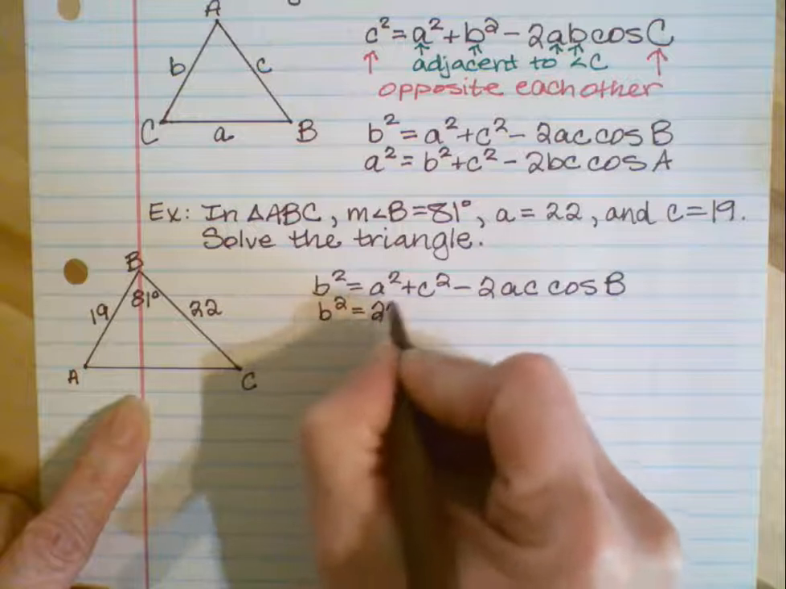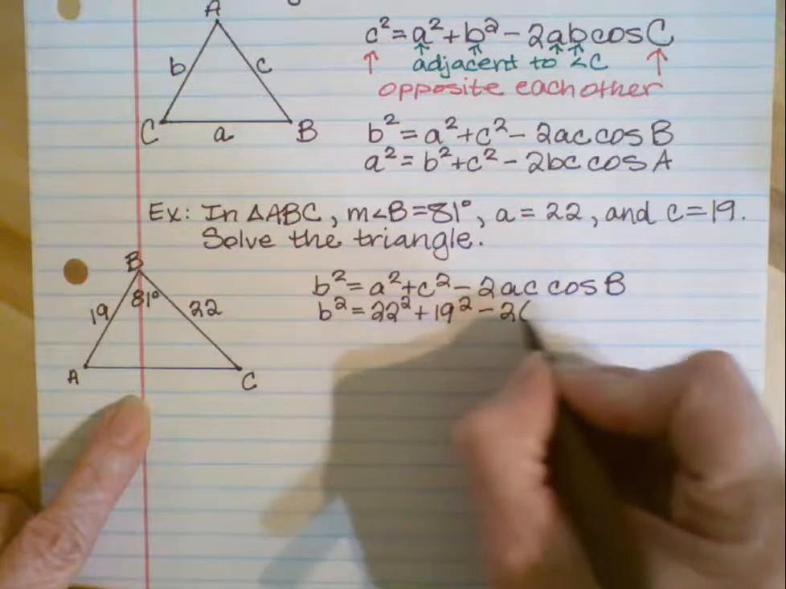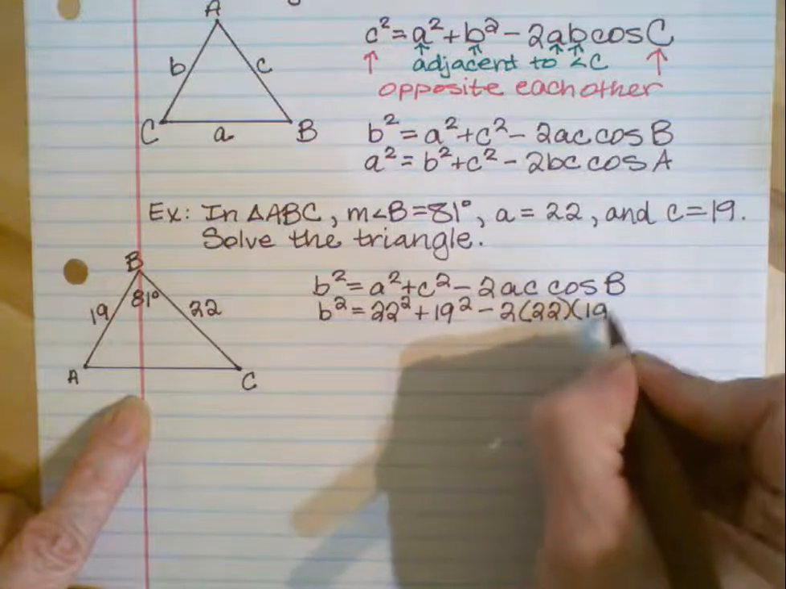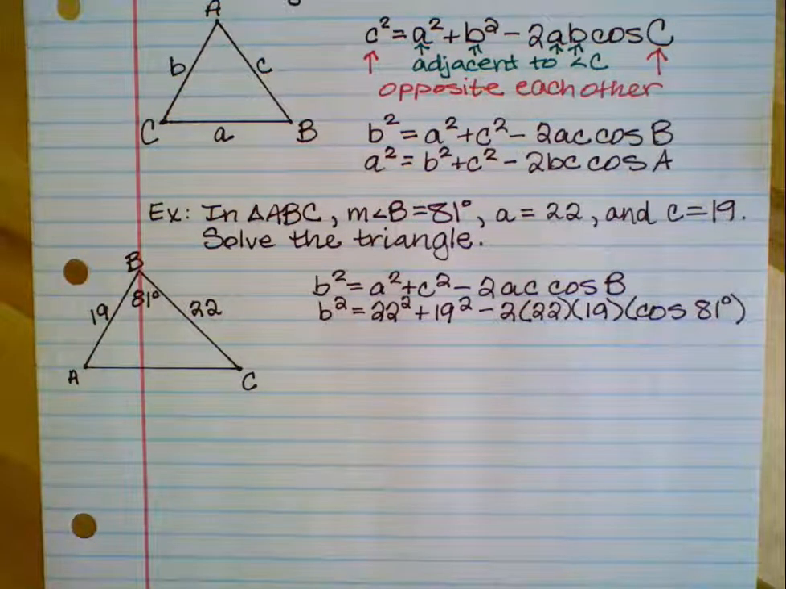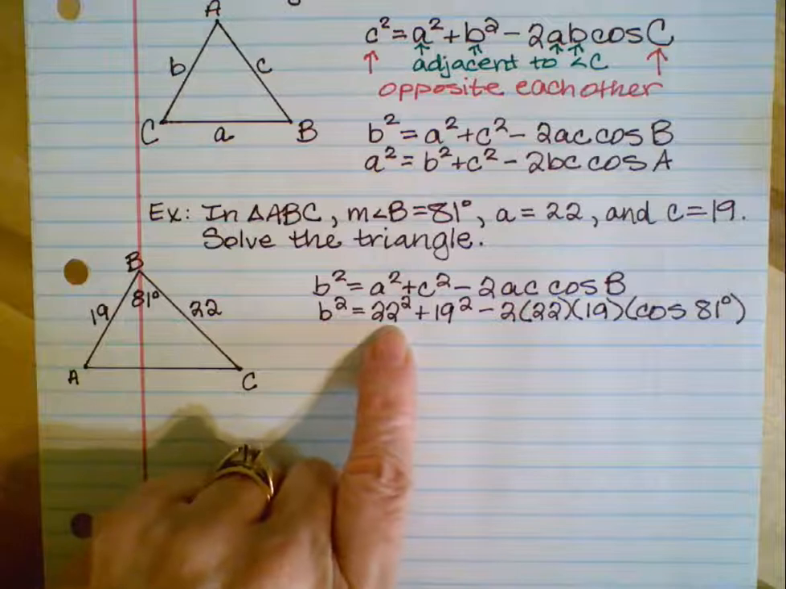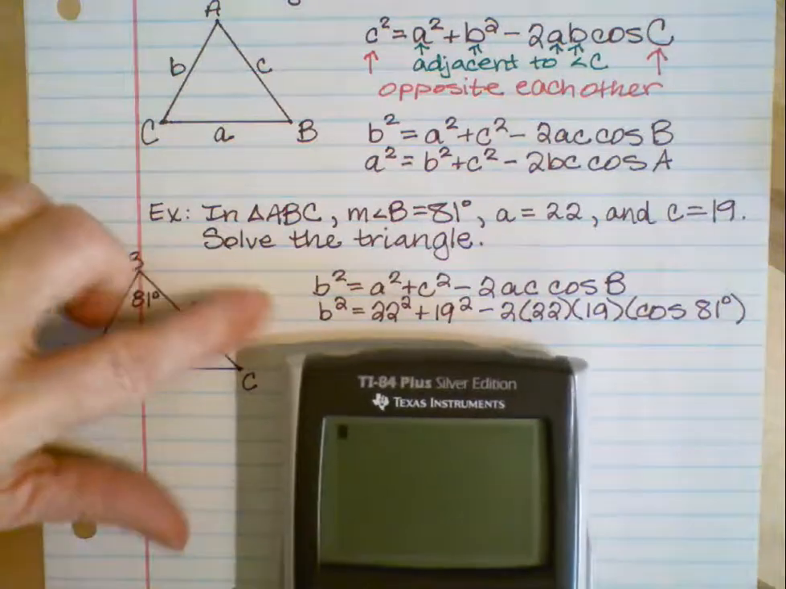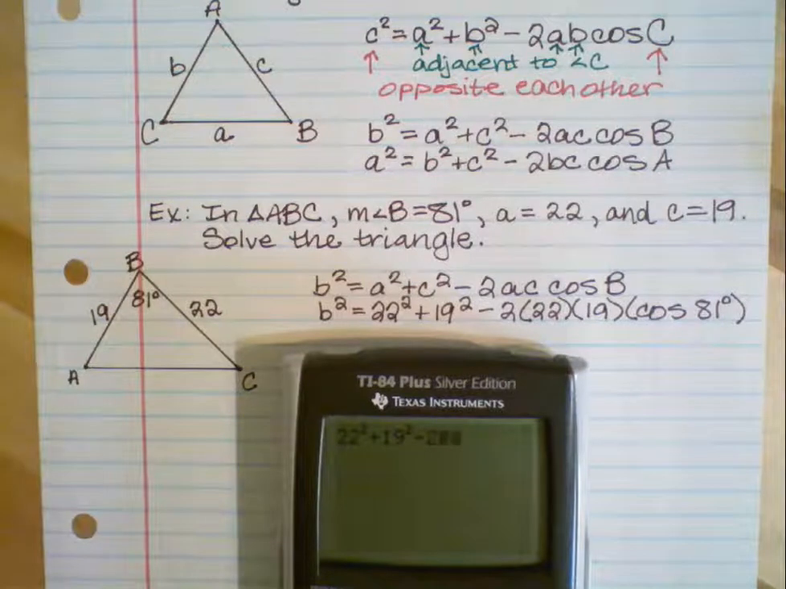A squared becomes 22 squared plus C squared, which is 19 squared, minus 2 times, and remember we said this is all a product, 2 times 22 times 19 times the cosine of 81 degrees. And as I said, every number that we were given in the problem is represented on the right side of the equation, which means to solve for the value of that variable, we want to first input all of this into our calculator just as it appears on the page. So 22 squared plus 19 squared minus 2 times 22 times 19 times the cosine of 81.